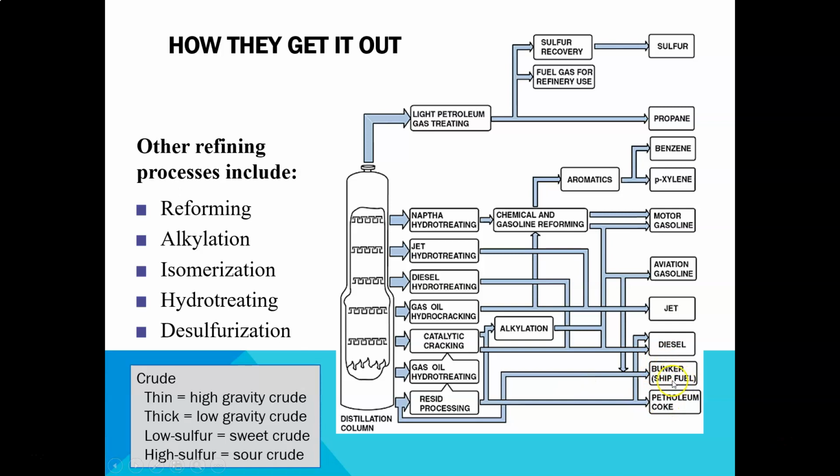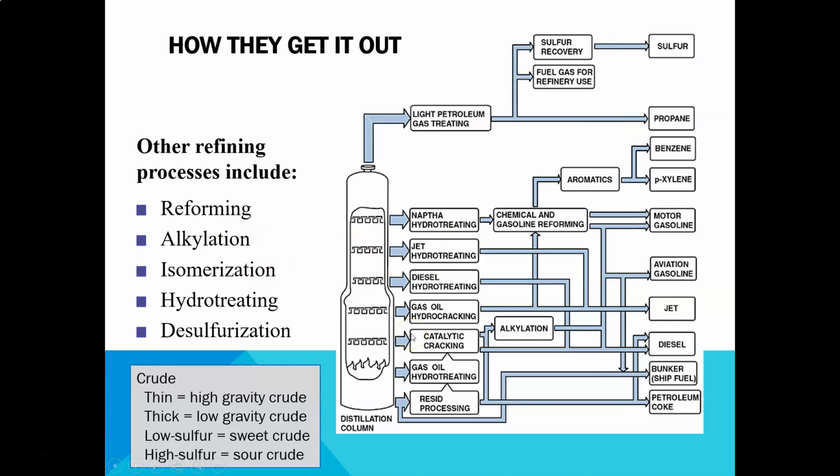Bunker fuel, ship fuel, the fuel that's used in ships, is different. It's also real fat from the bottom. You got diesel coming out of here. You have jet fuel coming out of here. You have aviation gasoline coming out of here, different from jet fuel. Motor gasoline, here's your regular gasoline. Now at the top here, you got all those things that are vapors. So you got xylene, benzene, propane, and sulfur. We can't let sulfur go into the air, so we recapture it and turn it into something that's usable.